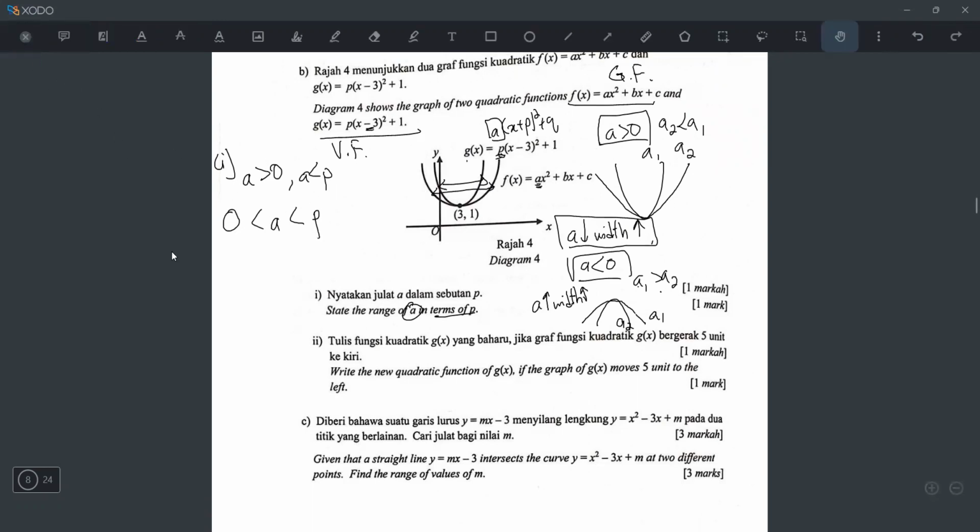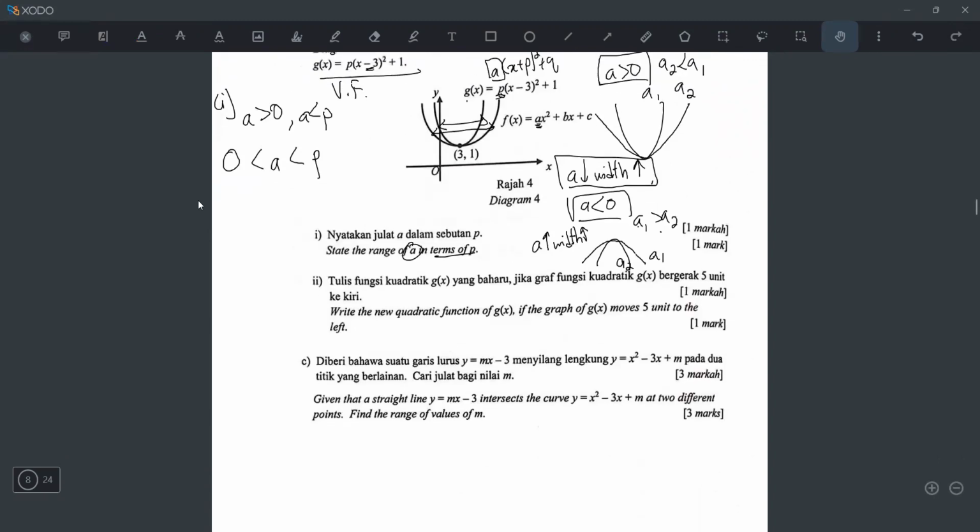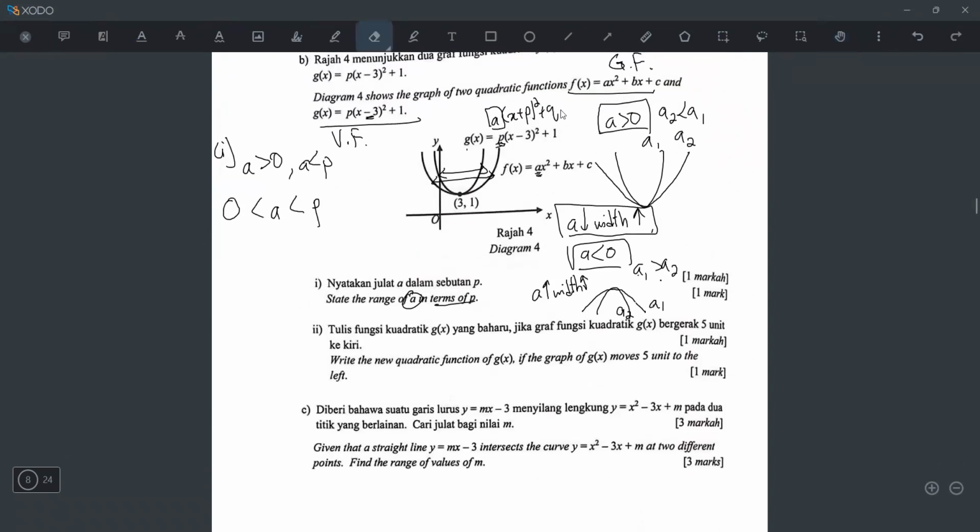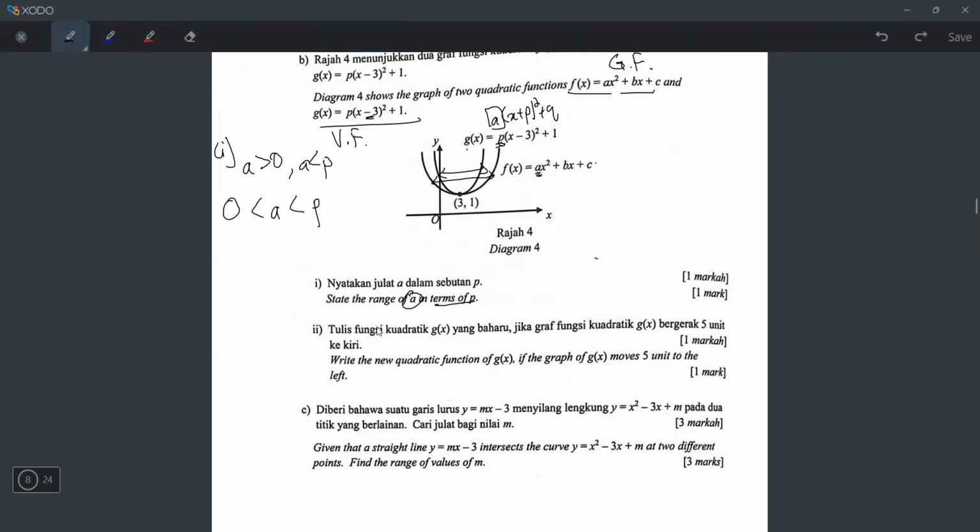Okay. All right, let's continue with question number 2. But before that, I will erase all this. Okay. So hopefully you understand this. This is very important. It's important to know all these things. Okay. But for now, I'll erase all those things. Let's go to question 2.